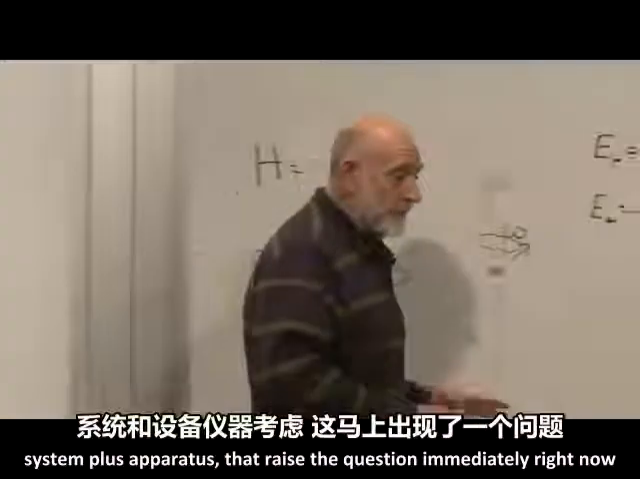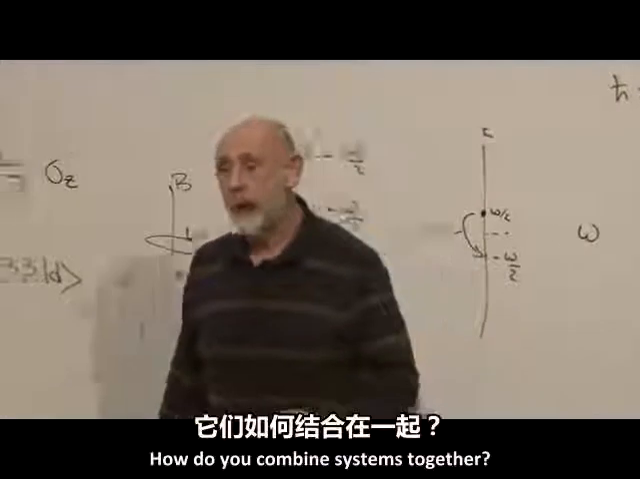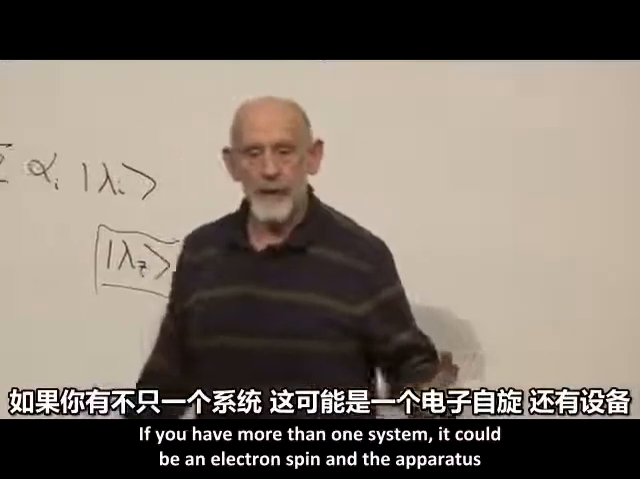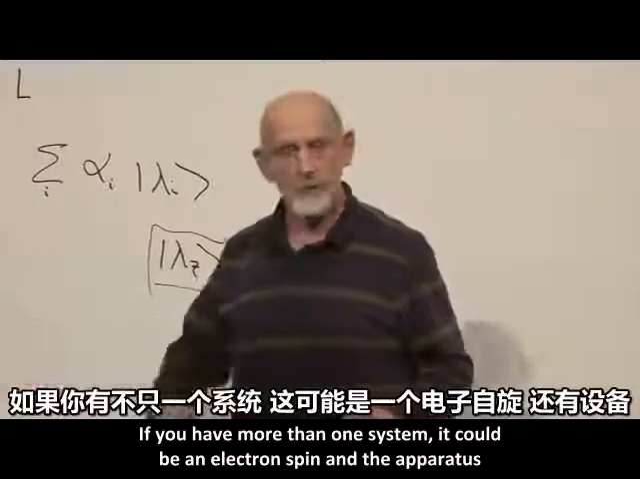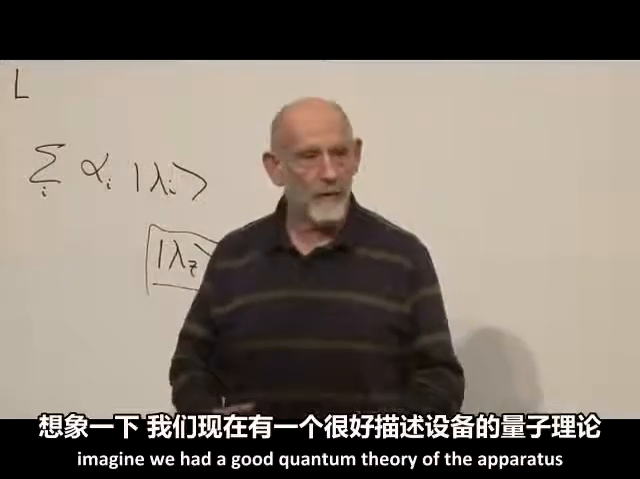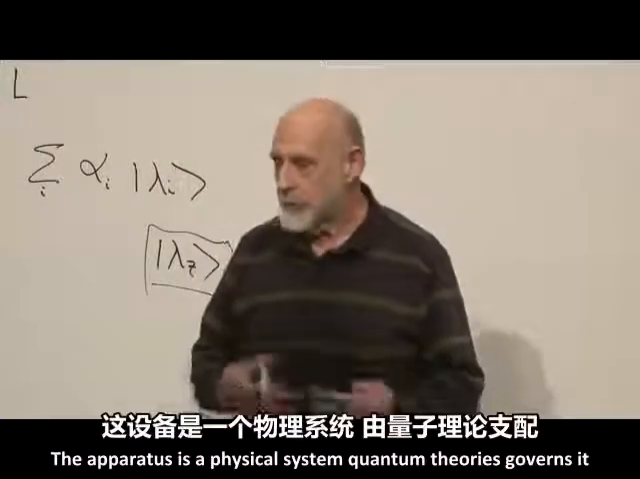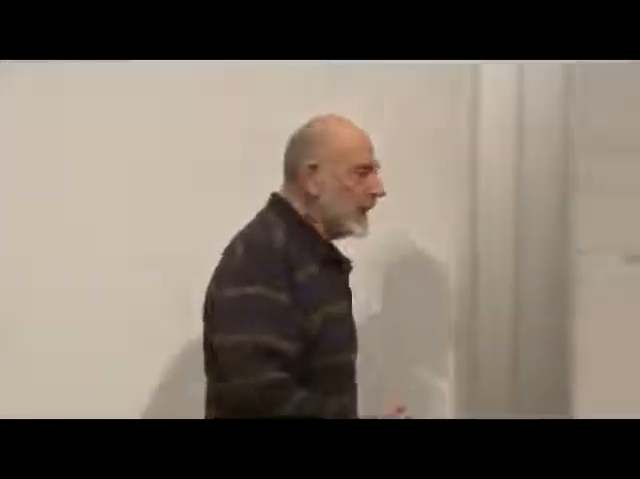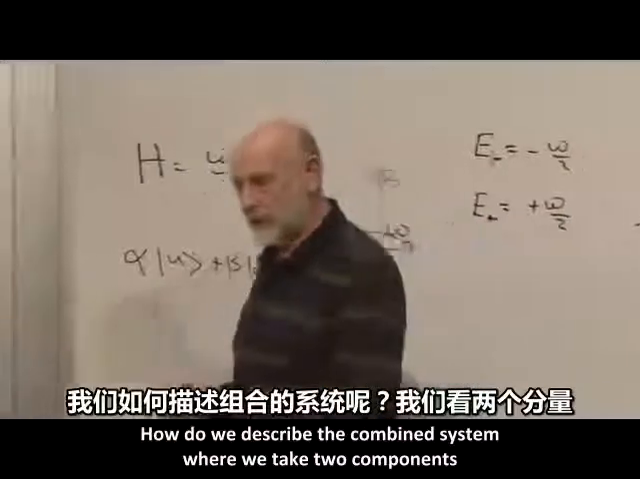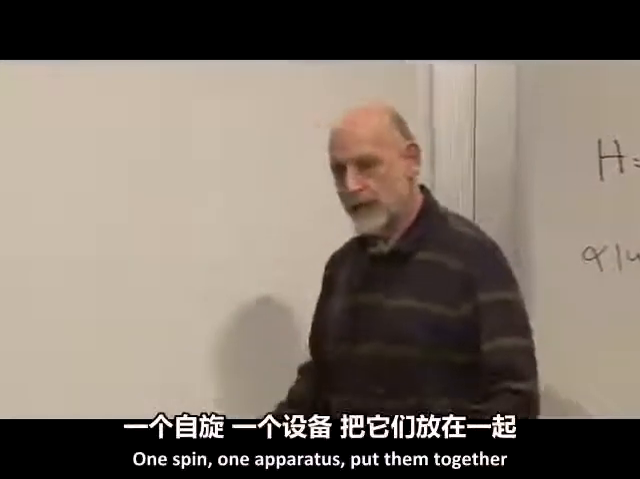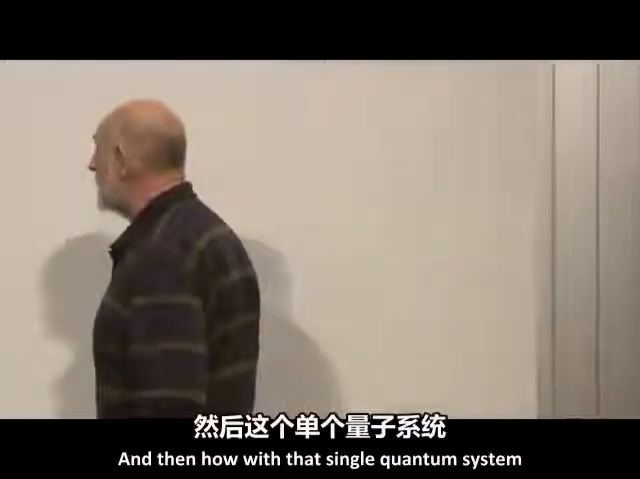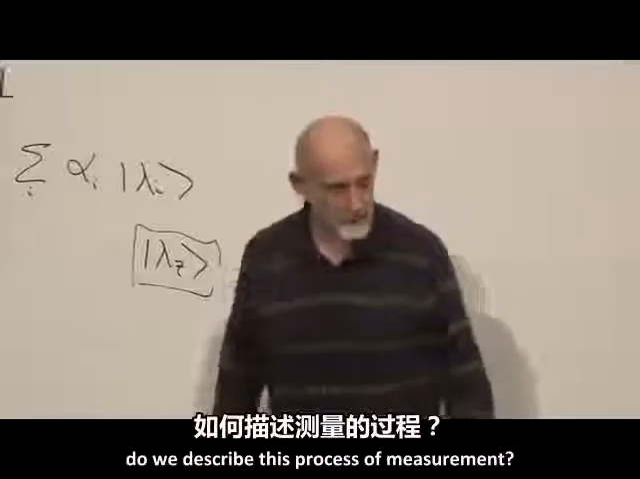That raises the question immediately, right now, how do you combine systems together? If you have more than one system, it could be an electron spin and the apparatus. We have two systems now. Imagine we had a good quantum theory of the apparatus. The apparatus is a physical system. Quantum theory governs it. How do we describe the combined system where we take two components, one spin, one apparatus, put them together? How do we make it into a single quantum system? And then how, with that single quantum system, do we describe this process of measurement?